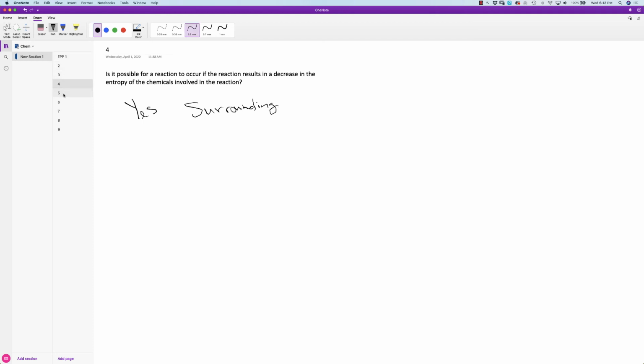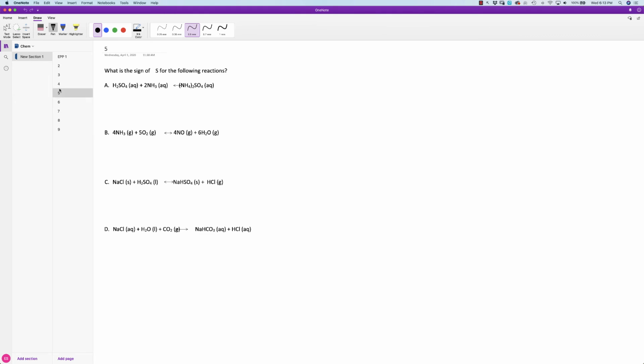Okay. Number 5. What is the sign? Whoops, I forgot to put my little delta in there. What's the sign of the change in entropy for the following reactions? Okay, remember with entropy, we're just looking at the sign, so we have to take all the phases into account.